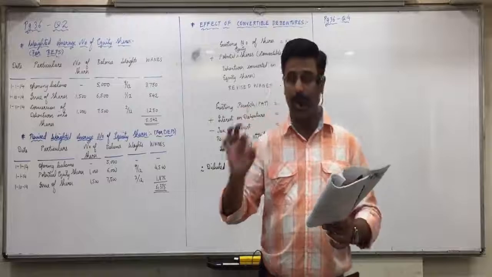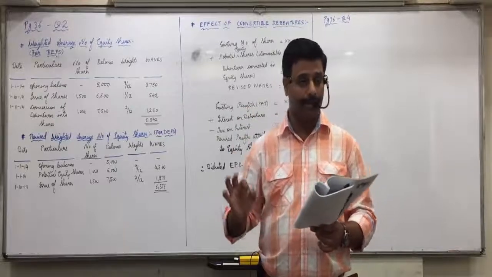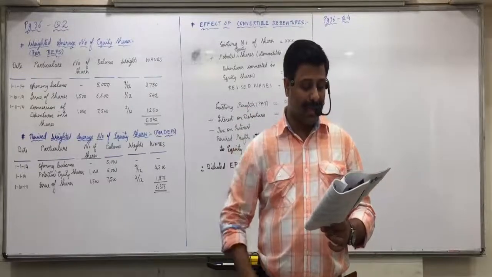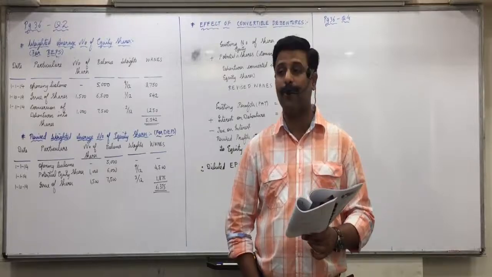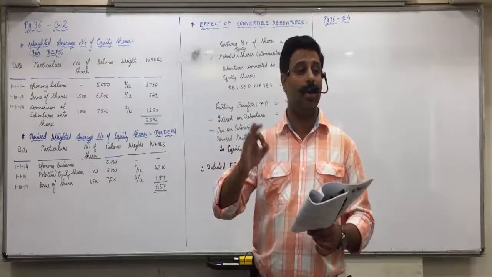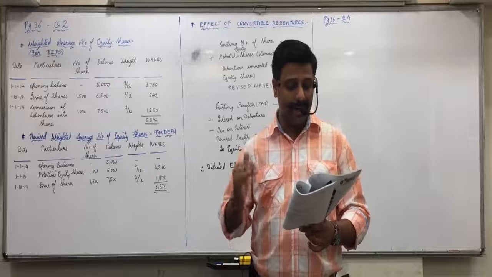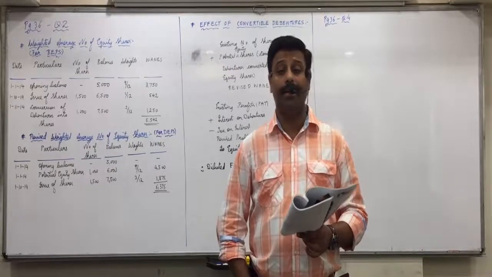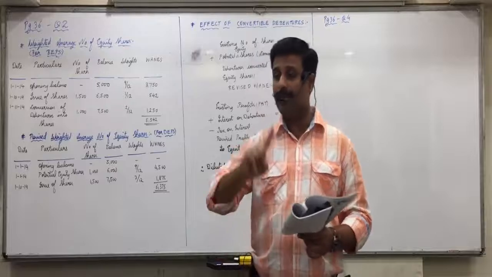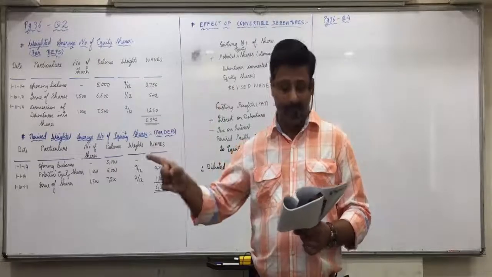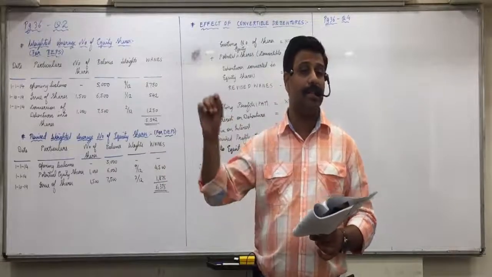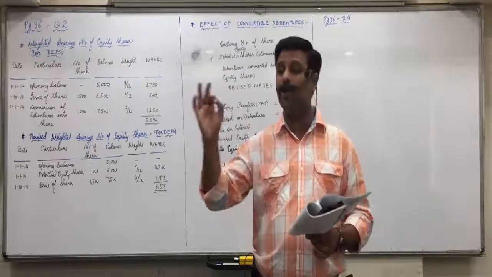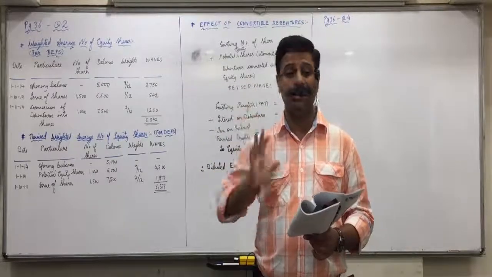Read it carefully. Underline that: number of 14% convertible debentures of 150 each, 50,000. So 50,000 is the number of debentures. In bracket, each convertible into 10 equity shares. One debenture is convertible into 10 equity shares. So 50,000 debentures, how many shares? 50,000 into 10 by 1, 5 lakhs.